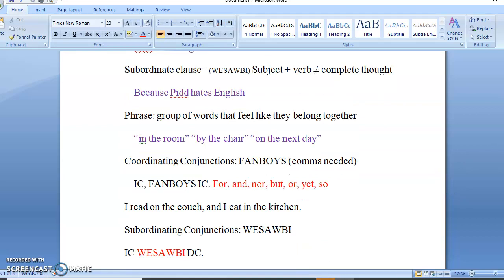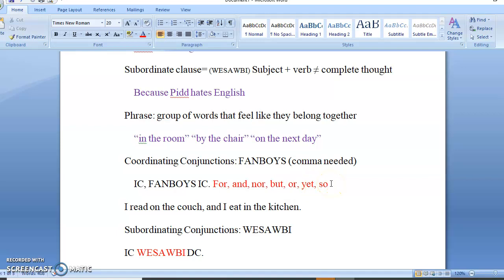Okay, so the next thing I wanted to talk about would be coordinating conjunctions. Coordinating conjunctions, most of you have heard of those in the form of fanboys. Now you have to remember, when you're using a conjunction as a coordinating conjunction, it is preceded by a comma. Now I have IC for independent clause, and so the format for a coordinating conjunction would be independent clause, comma, fanboy, independent clause. And if you're wondering what are fanboys, for, and, nor, but, or, yet, and so.